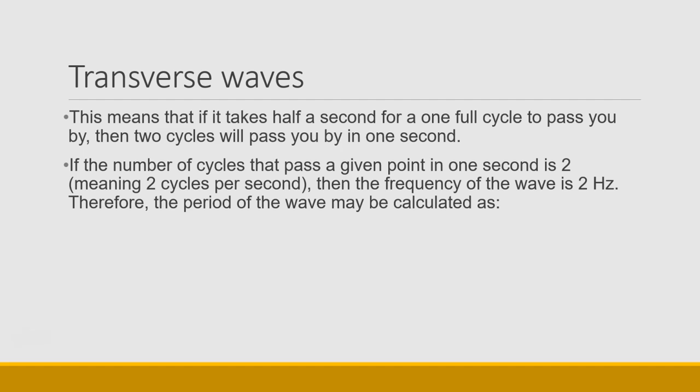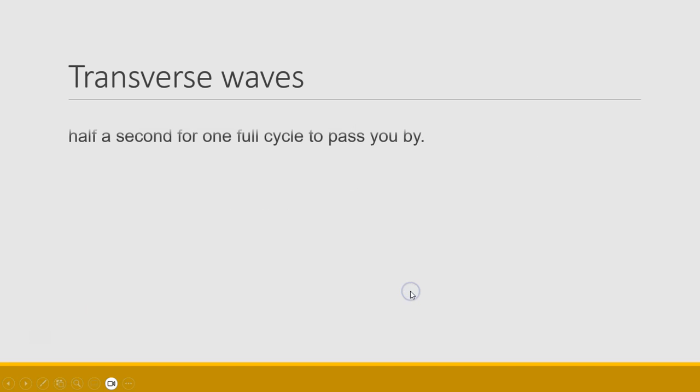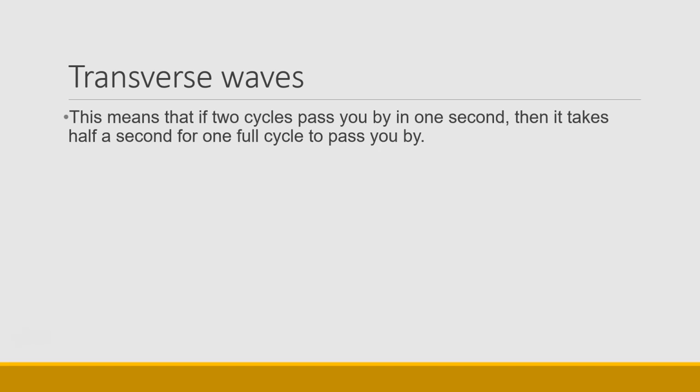If the number of cycles that pass a given point in 1 second is 2, then that means that the frequency of the wave is 2 hertz, because that means 2 cycles in 1 second. Then the period of the wave must be 1/2, which is half a second. So this means that if 2 cycles pass you by in 1 second, 2 cycles per second means 2 hertz, then it takes half a second for a full cycle, which is then the period of the wave.